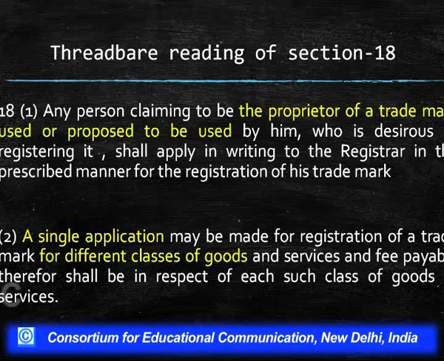Earlier, there used to be a situation where separate or independent applications had to be moved for obtaining the trademark on different classes of goods. But now a single application suffices, by paying the fee payable in respect of each such class of goods or services. So a separate, independent fee has to be paid, but a single application will work. That is how the trademark office has made it convenient, or you can say they have reduced the multiplicity of the applications.